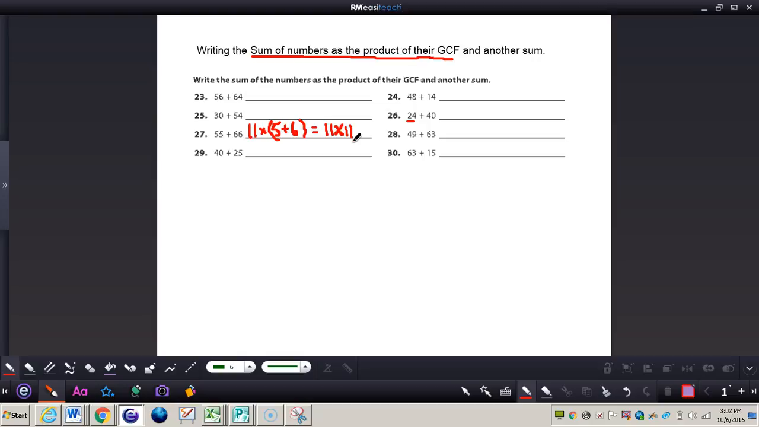Now what I want you to do is number 29 all by yourself, and you can work on that now. So now you can see the answer for this. 5 times 8 plus 5 equals 5 times 13.